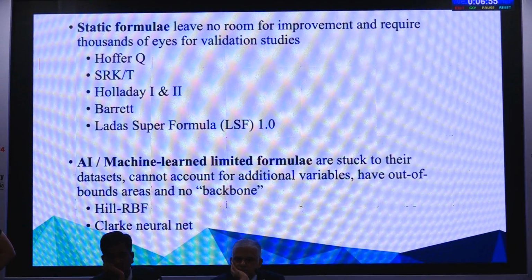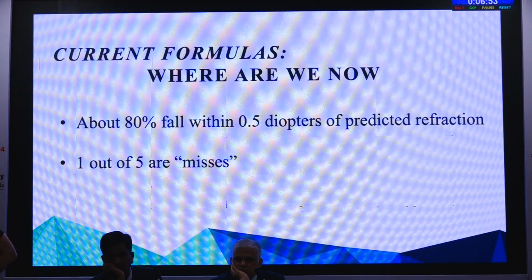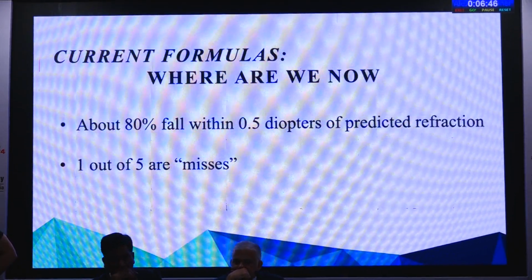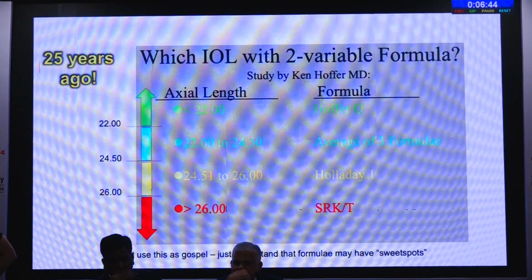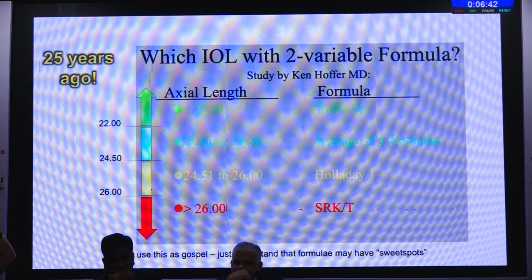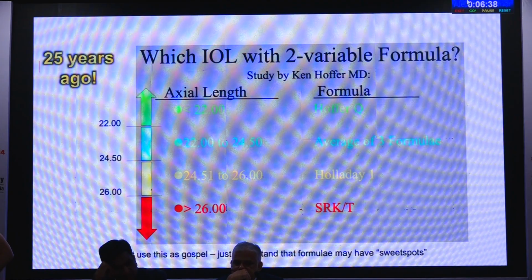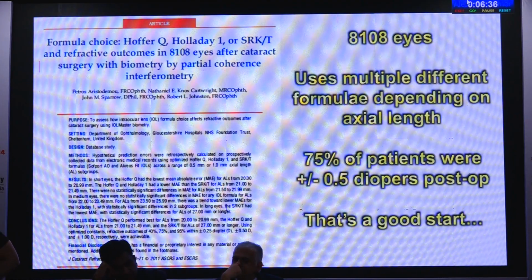So the trick is you can't let AI run loose. You have to give it a tether. Today, if you are the very, very best, 80% of patients fall within a half diopter of your target refraction. So 1 out of 5 is a miss. 25 years ago, someone published a study that said, okay, different formulas work better at different axial lengths. And that kind of made sense. So you sometimes use that today.